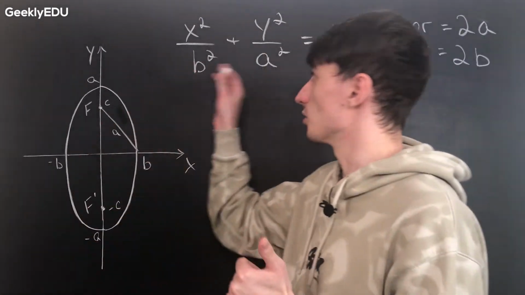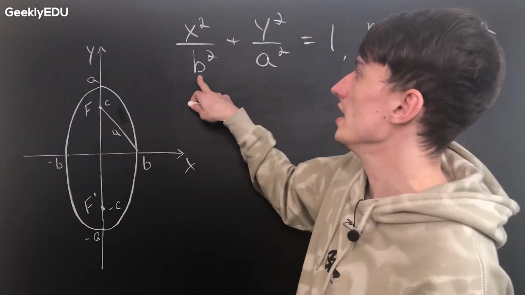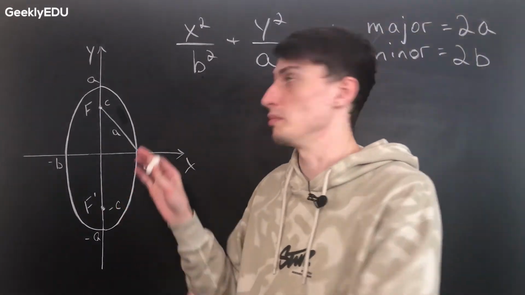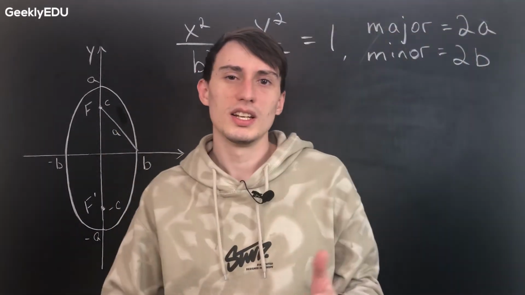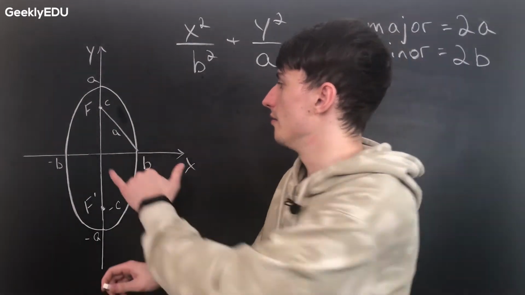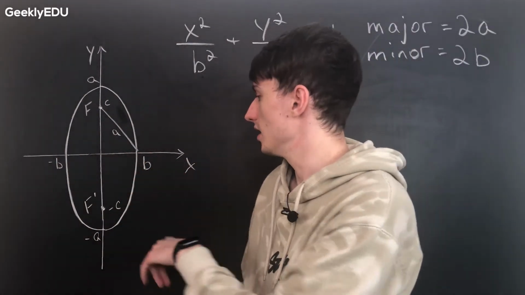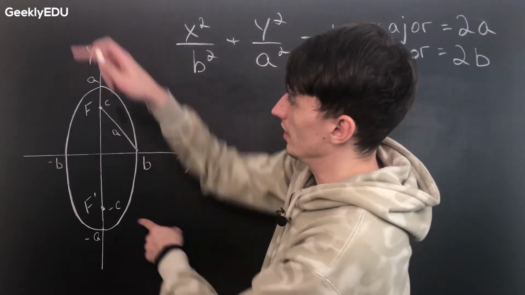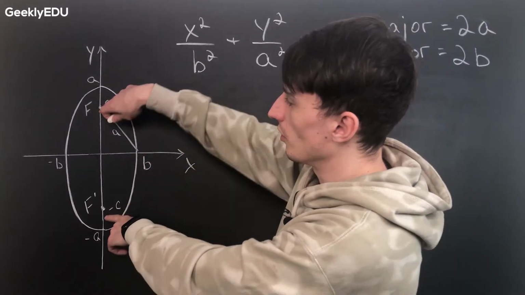And this affects the equation because usually this would be a squared and this would be b squared. But because it's vertical, they're flipped. Now let's take a look at the parameters of the ellipse. Now as we know, we have b, which are the x-intercepts, and we have a, which are the y-intercepts. And we have the two focal points.